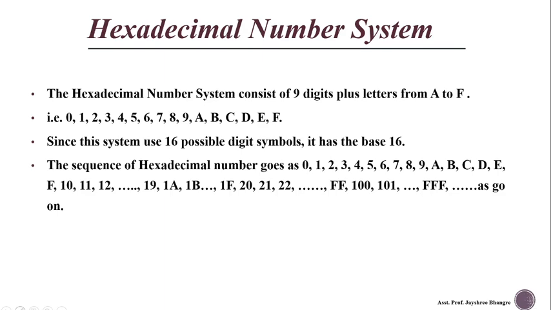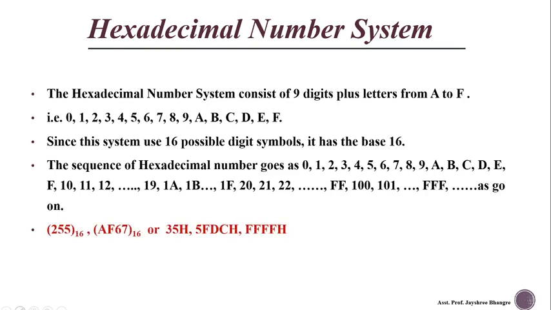And the sequence of hexadecimal numbers goes as 0, 1, 2, 3, 4, 5, 6, 7, 8, 9, then A, B, C, D, E, F. After that, we are combining two or more digits to represent the unique numbers or symbols. For example, 10, 11, 12, 19, 1A, 1B, up to 1F, then 20, 21, up to FF. Then to represent 3-digit numbers, we can combine 3 digits and represent 100, 101, up to FFF, and it goes on.